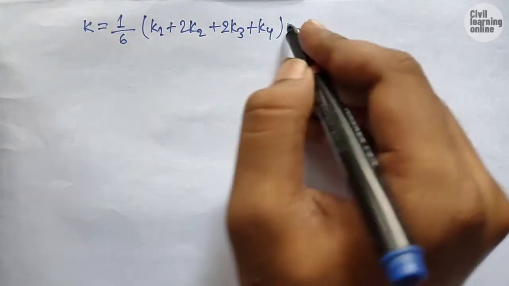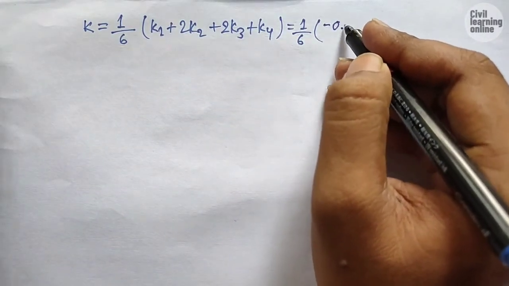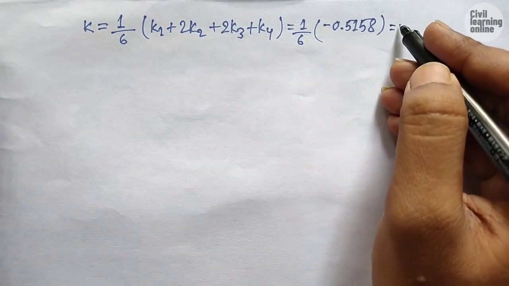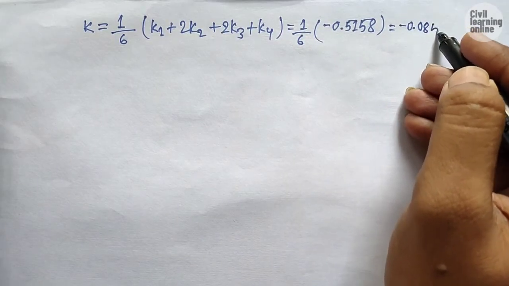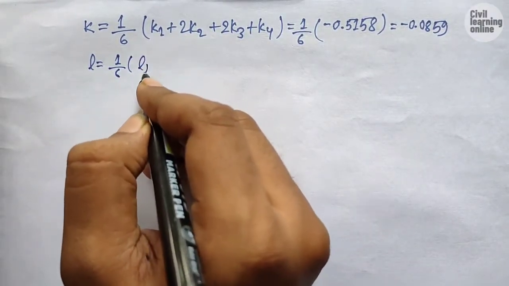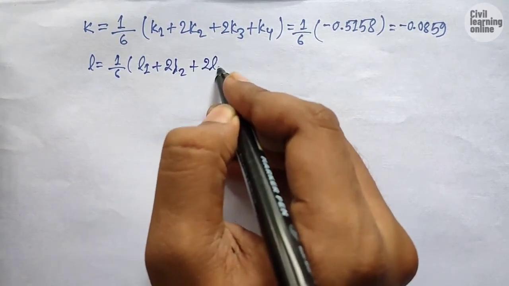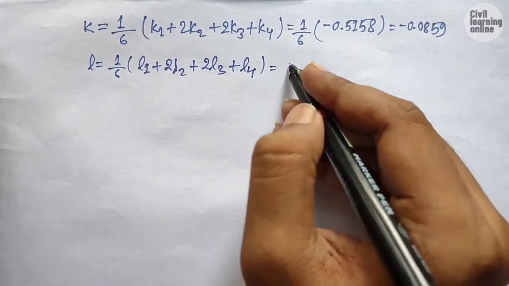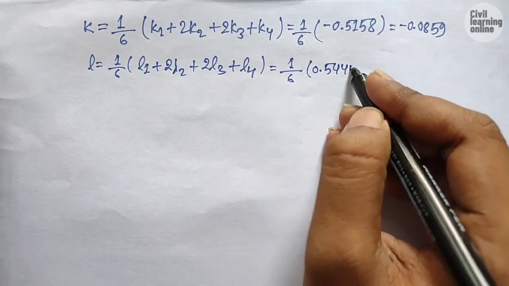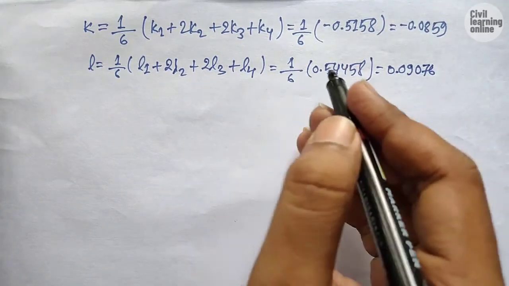Now put down the values here and we will get 1/6 times, which I have already solved, minus 0.5158, and from here we will get k equal to minus 0.0859. Similarly, we will have L equals 1/6 times (L1 + 2L2 + 2L3 + L4), and from here we will get 1/6 times 0.54458, which will be equal to 0.09076.